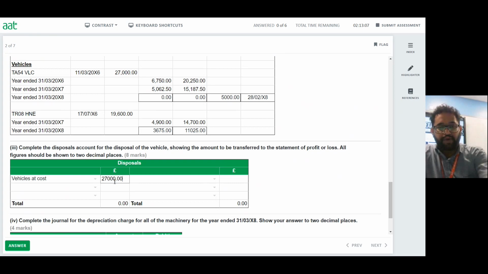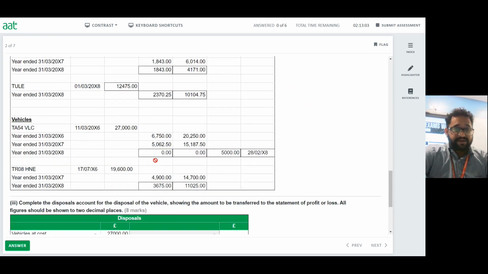Okay, and they also want you to do it in 2 decimals. And then the next one is the accumulated depreciation. The accumulated depreciation of that non-current asset, it is this, and this is the 2 years' worth of accumulated depreciation.